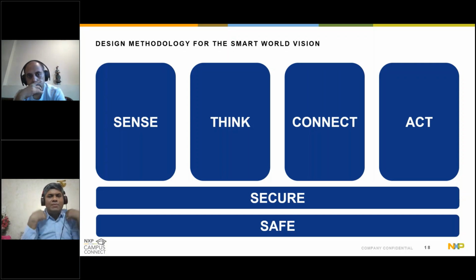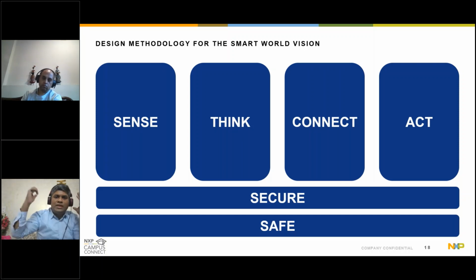If you and I claim ourselves to be smart persons, we have the ability as humans to sense with our sensory organs, to process, think. Then if we need to connect with others to get their guidance and viewpoints, we connect or get more knowledge from the internet. And then finally we act. Same way, a smart device will have sensors to do sensing, then processing, then maybe connecting with Wi-Fi and other technologies to other nodes, and then eventually actuating with some actuators. And whatever they do has to be secure and safe.